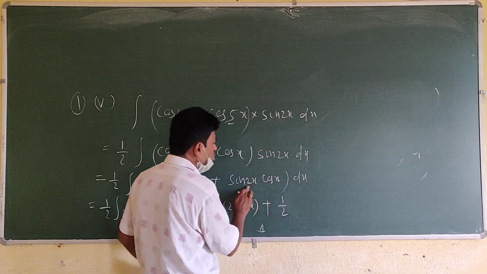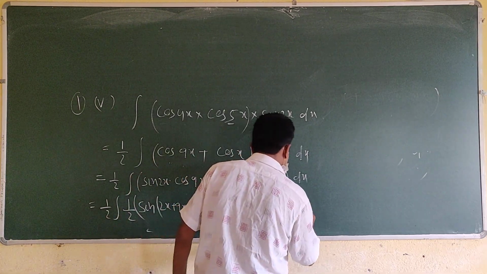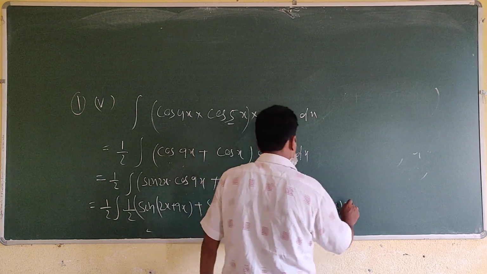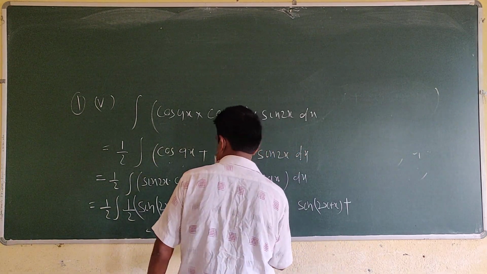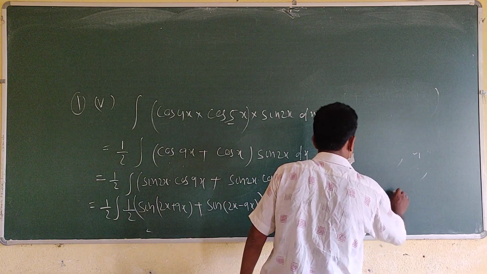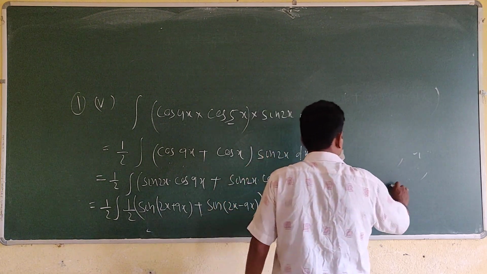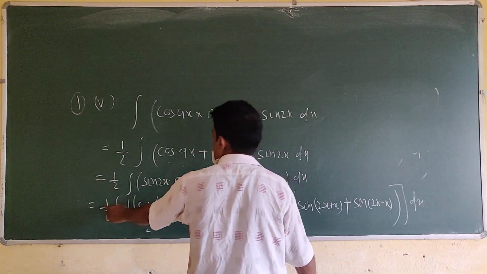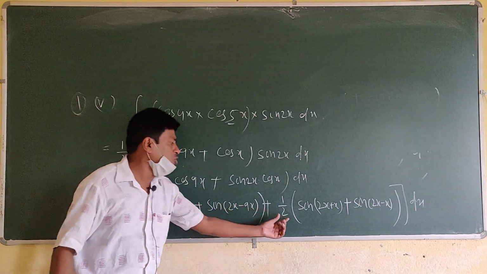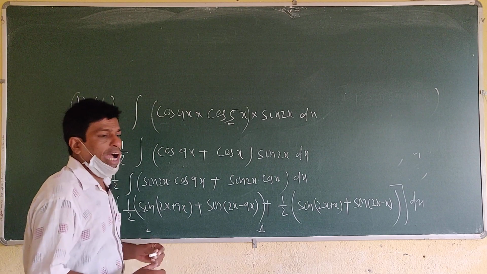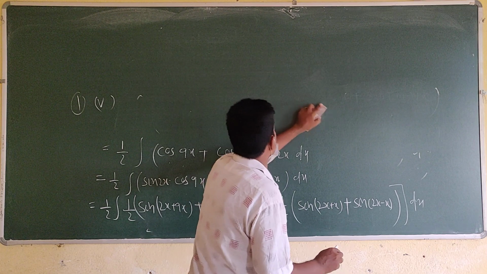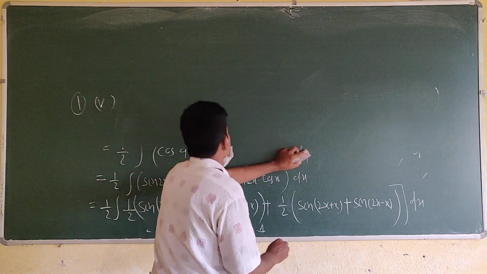Here m is equal to 2 and n is equal to 1. That is sin(2x plus x) plus sin(2x minus x), whole dx. In this case half is also multiplied, and in this case also half multiplied. So taking half common outside of the integration, because half is a constant.